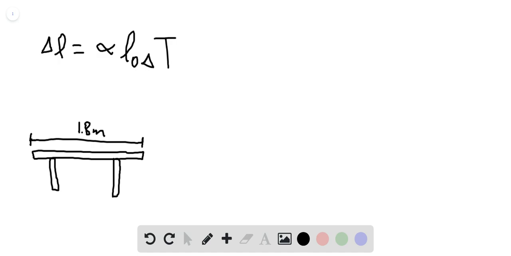All right, so first of all, we want to know how much the table will expand if the temperature increases by 6 degrees. So our delta T here is 6 degrees. And what we want to know is how much will the table expand? That is delta L. So this equation here is what we need to use.